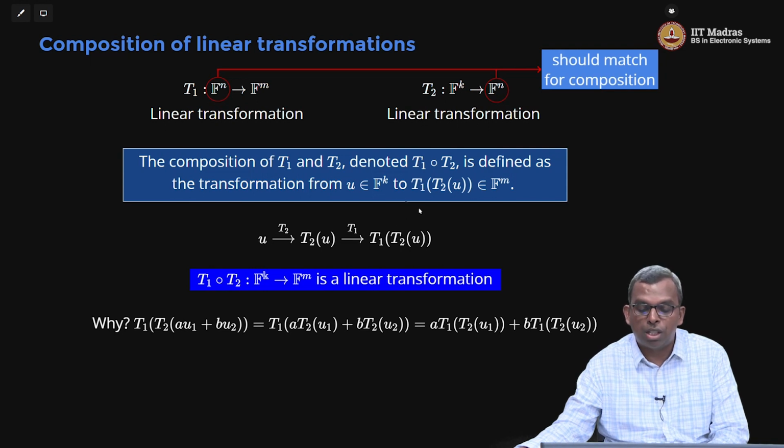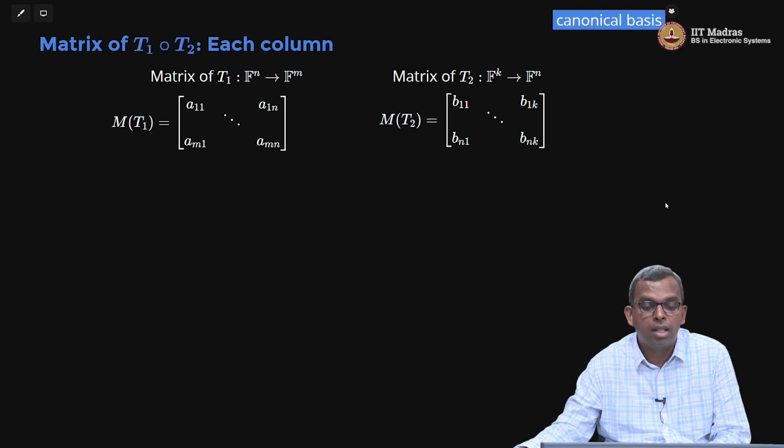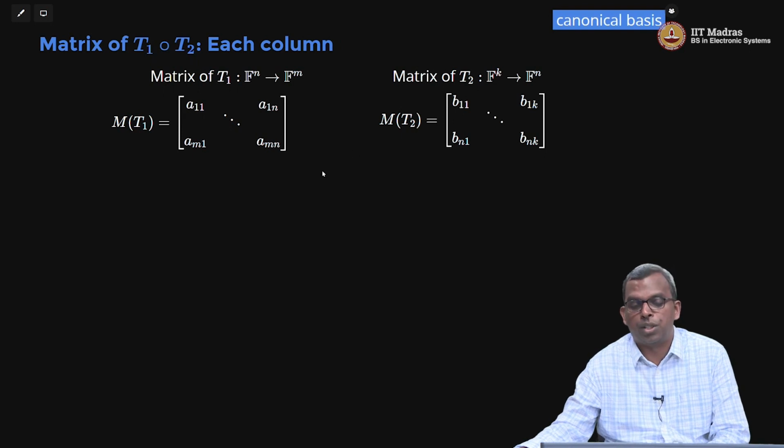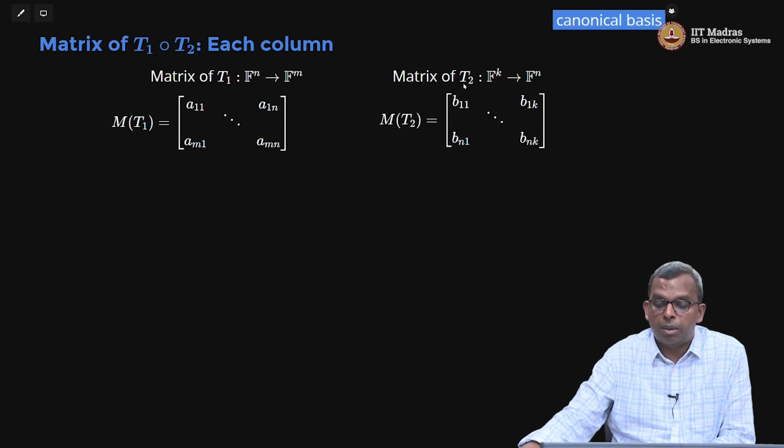So, composition in the general case needs this additional criteria that the output of the first should be the same as the input of the second, right. The spaces should match. Okay. So, this is composition, simple enough. Okay. Now, we are interested in the matrix of the composition. So, you have matrix of T1 here, matrix of T2 here.